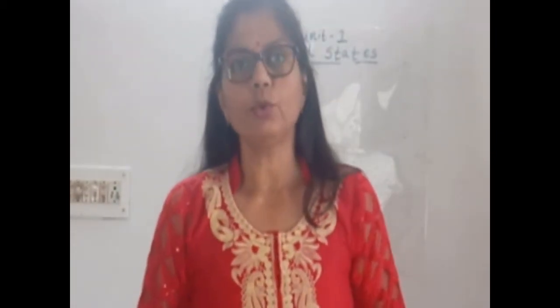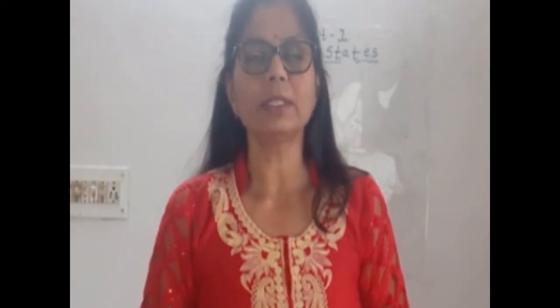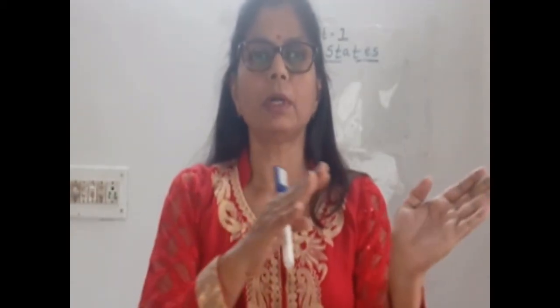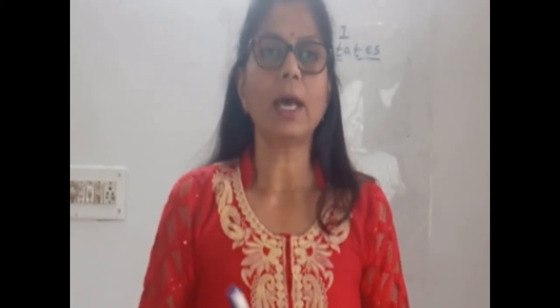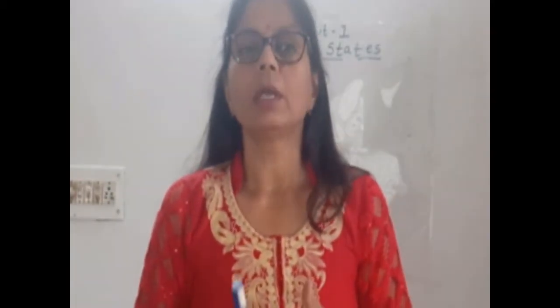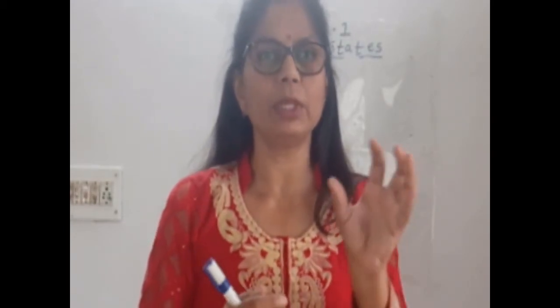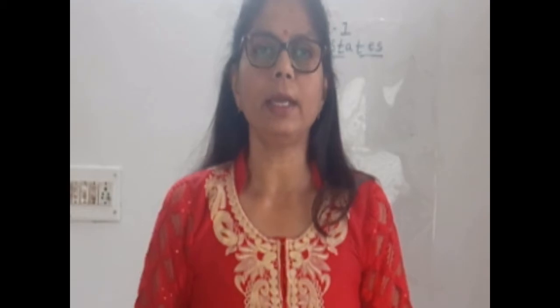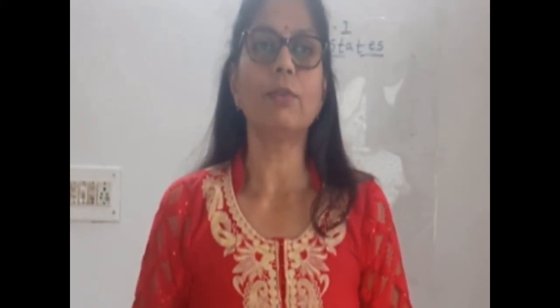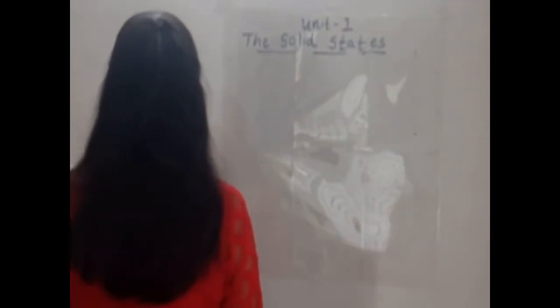So now you understand that a void means: due to the regular arrangement of the lattice points, they are very close to each other, but some space between them is still created, and that is known as the void. So now I will show you the types of void. Write down the definition.